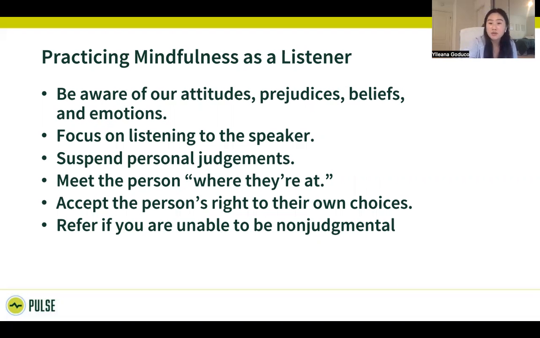But you can take the time on your own to assess how aware of your own prejudices, beliefs, and emotions you are. Action items to be a mindful listener as someone else is sharing information with you means focusing on listening to the speaker. This means suspending personal judgment and meeting the person where they're at, not where you want them to be. This can be hard to do. Some people you won't like where their train of thought has gone to solve an issue, or you may find you disagree with their stance on a conversation topic, but respectfully, mindfully listening means accepting their right to their own choice.